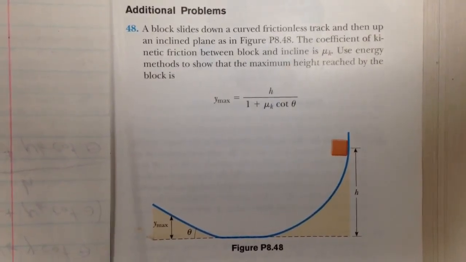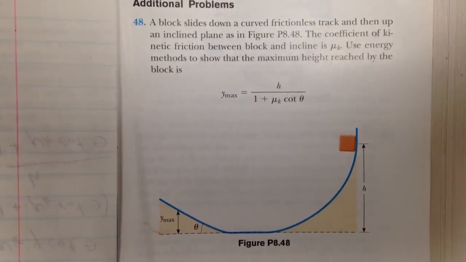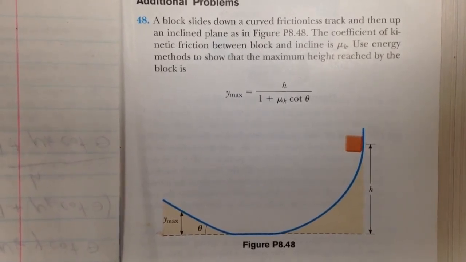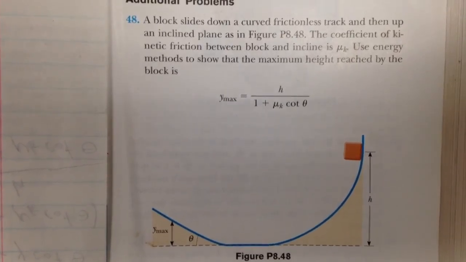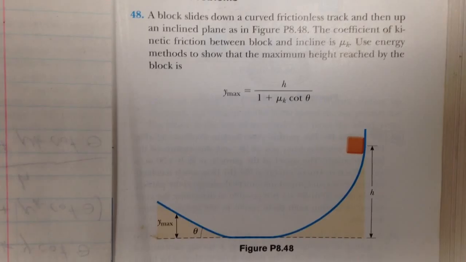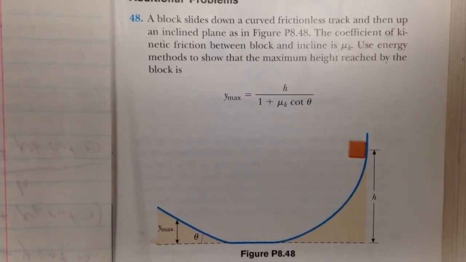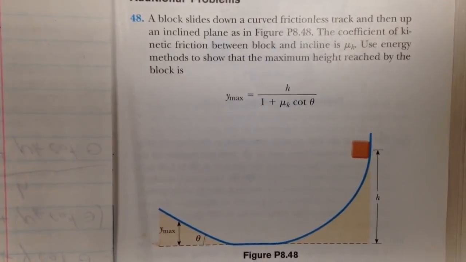Chapter 8, problem number 48. A block slides down a curved frictionless track and then up an inclined plane as shown in figure P8.48. The coefficient of kinetic friction between the block and the incline is μk. Use energy methods to show that the maximum height reached by the block is y equals h over 1 plus μk cotangent theta.